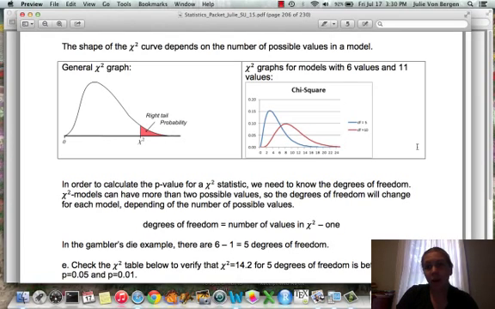Depending on how many values you have, whether 6 or 11 or some other amount, your chi-squared graph is going to change. You'll see in blue, this chi-squared graph that has 6 values has what we call degrees of freedom equal 5. And the red graph, which has 11 values, has degrees of freedom equals 10. So the degrees of freedom are always one less than the number of values in the chi-squared.